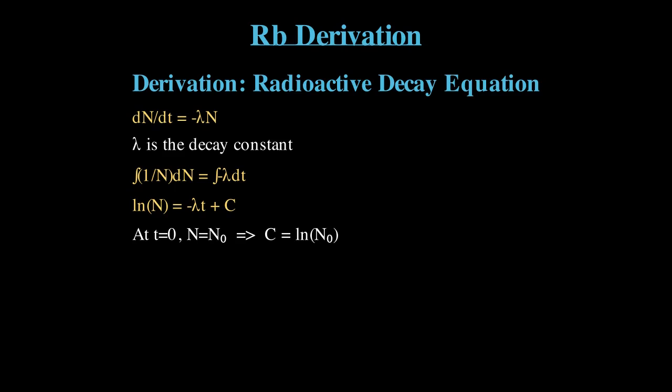Using log rules, this simplifies to the natural log of N by N naught equals negative lambda t. For the final step, we take the exponential of both sides. This gives us the famous radioactive decay equation, N equals N naught times e to the power negative lambda t. This shows that the number of undecayed atoms decreases exponentially with time, as shown in this graph.